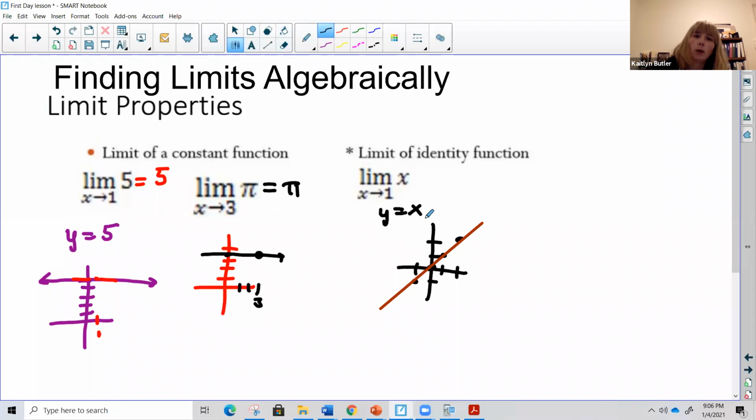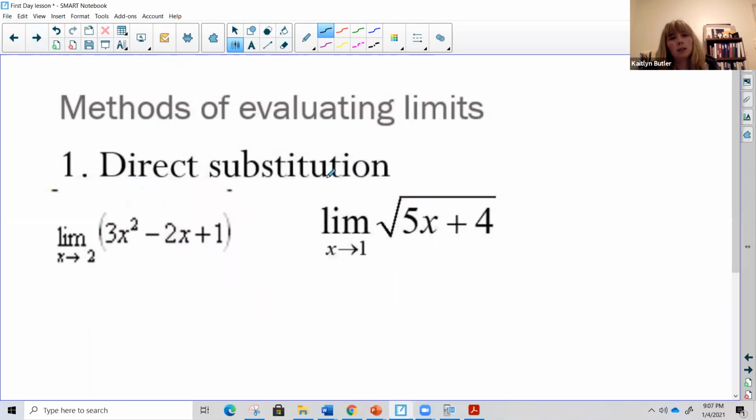And so if I went to x approaches 1, it would just be the y value of 1. So if it's any variable, you can just plug in this x value for it and then simplify, and that gives you what the limit is. So the limit as x approaches 1 of x would just be 1. Okay, and we're going to use that method a lot.